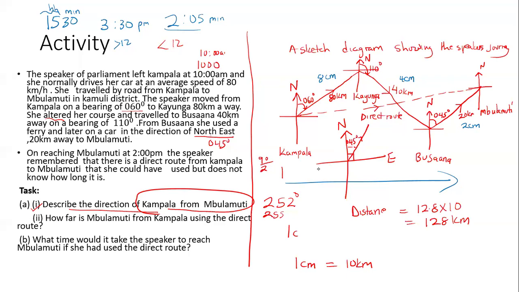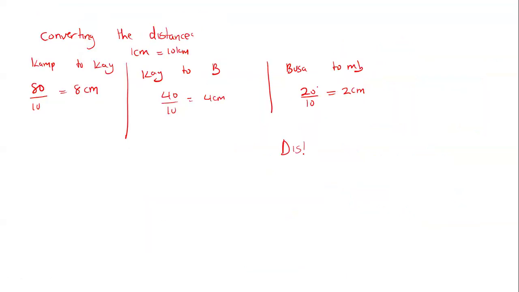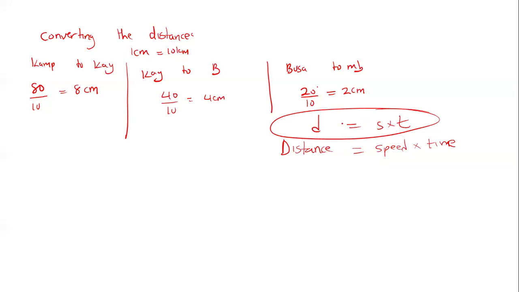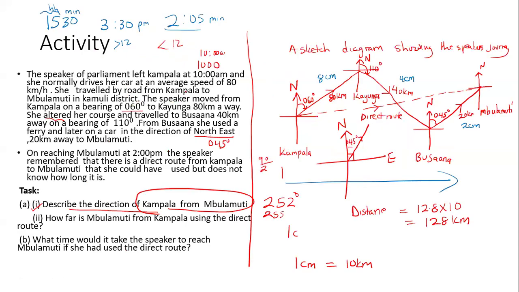Now the last part they're asking us what time would it take the speaker to reach Blamuti if she had used the direct route? Here you remind yourself that the distance is always given by speed times the time. Now avoid abbreviating, you people. This one is mathematically not known anywhere. These are not standard units. So don't use this. Write in words. Then you say that since I want time, I'll say time is equal to distance out of the speed. Now looking through, they told us that on average, she drives at 80 kilometers per hour.